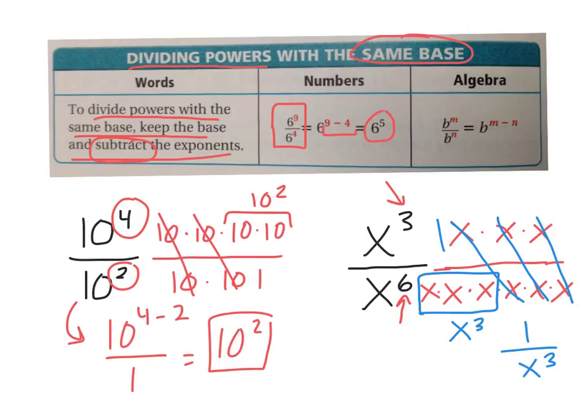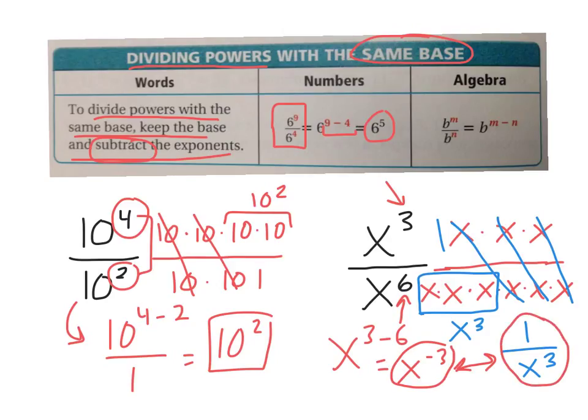Remember, in the first one it was 4 minus 2. It's the power in the numerator minus the power in the denominator. So this one would be x to the 3rd minus 6 power. And 3 minus 6 is negative 3, so this would simplify as x to the negative 3rd power, which, if you remember, is 1 over x to the 3rd power. So both of these answers would be a good simplified form of x to the 3rd over x to the 6th.